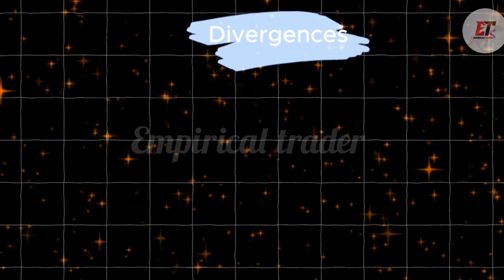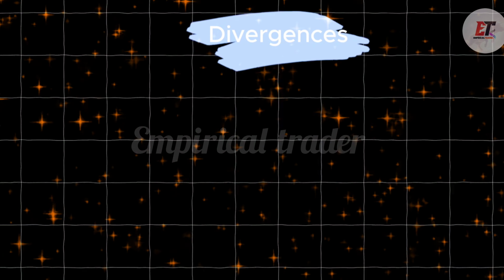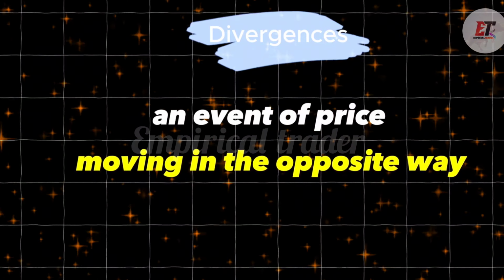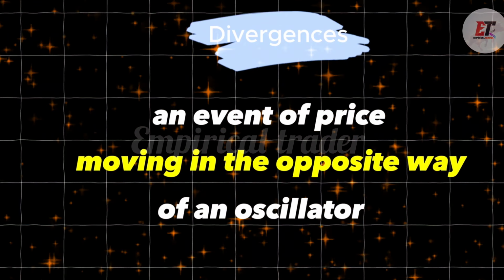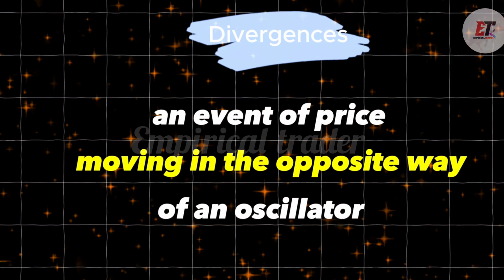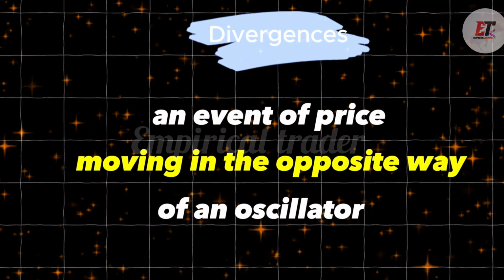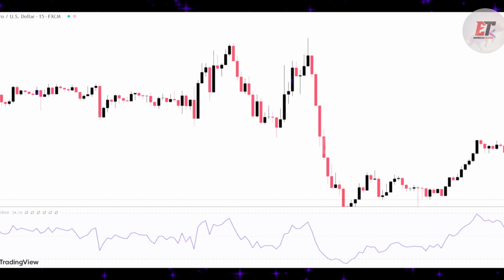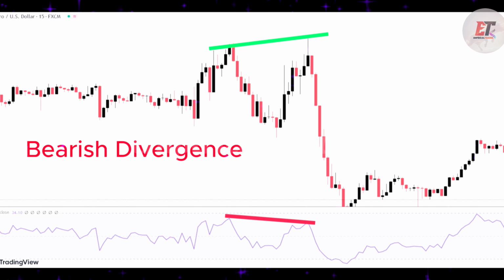First, we need to know what is a divergence. The divergence is an event of price moving in the opposite way of an oscillator, in our case, the oscillator being the RSI. Let's take a look at how the divergence can help us look at the chart in a better and different way. On this chart, we can notice how prices managed to create a higher high, but taking a look at the indicator, it did not mirror the price itself, and instead it created a lower high. This is called a bearish divergence. This indicates a loss of buying strength, and we can see afterwards how this market crashed shortly after.